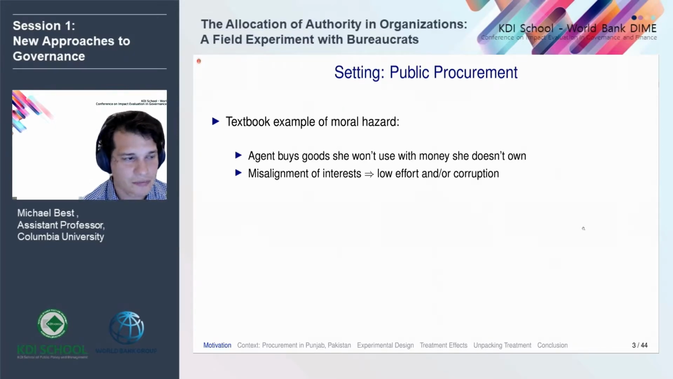of moral hazard. The person who's doing public procurement is typically an agent who's buying goods that she's not going to use, and she's buying those goods with money that isn't hers. And so you can imagine that as soon as there's any misalignment of interest between the person doing the procurement and the government whose money they're spending, there's going to be every type of moral hazard that you can imagine, ranging from low effort all the way through to problems of corruption.